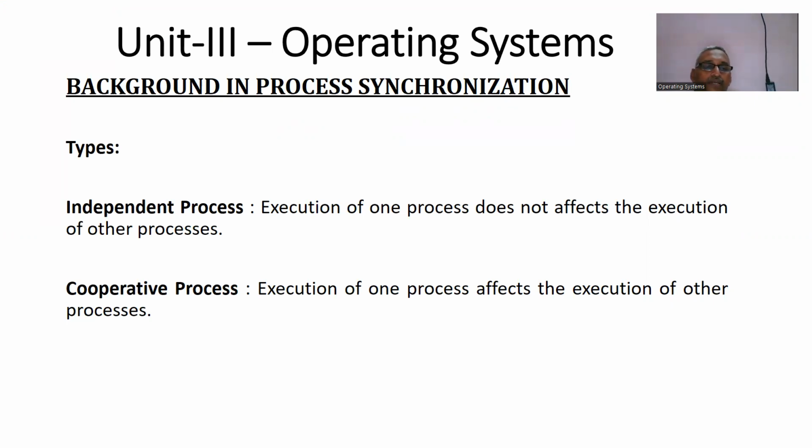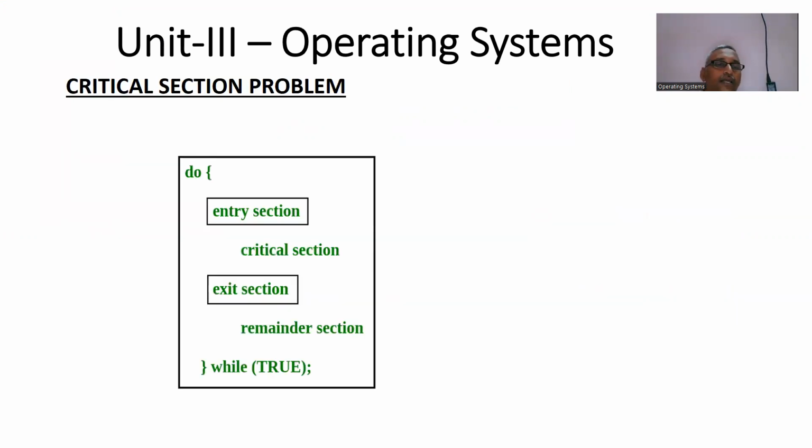A process synchronization problem arises in the case of cooperative process also because resources are shared in cooperative process. Next one, critical section problem. Critical section is a code segment that can be accessed by only one process at a time. Critical section contains shared variables which need to be synchronized to maintain consistency of data variables.